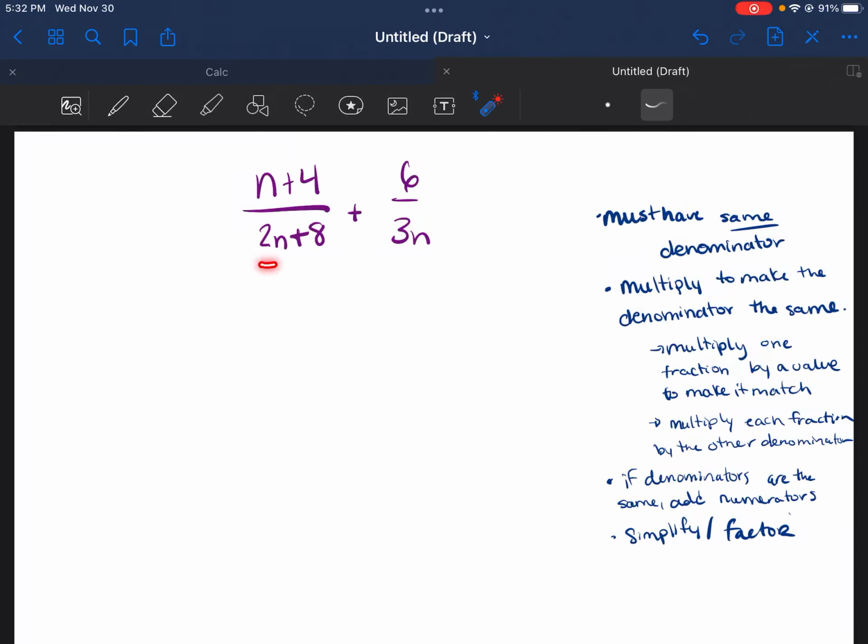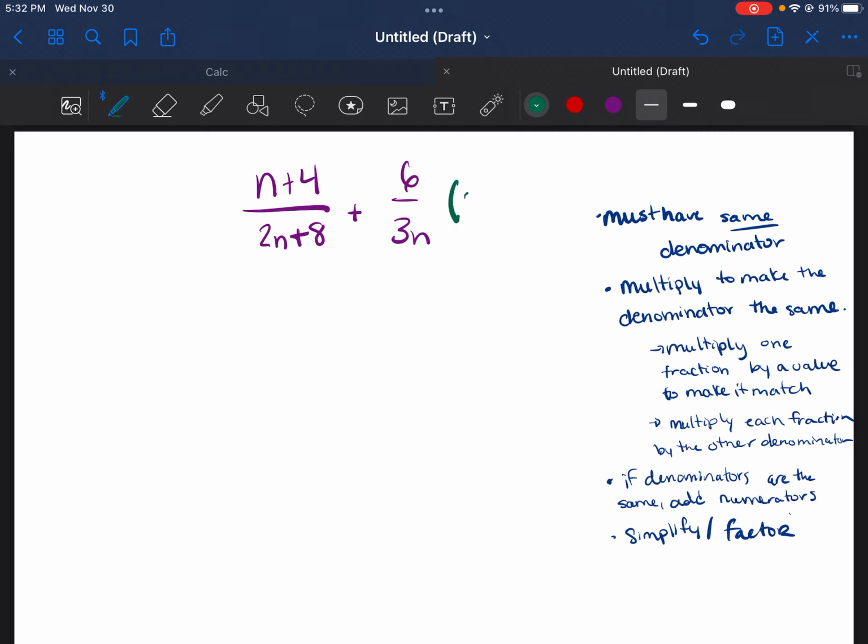How do we add rational expressions when the denominators are not the same? We know that they must have the same denominator for us to start, so we have to multiply the denominators by some value that will make them both equal. Now, in this case, there's no way for me to multiply 2n plus 8 to make it 3n, and there's no way for me to multiply 3n to make it 2n plus 8. So my first step here will be this one right here. Multiply each fraction by the other denominator.